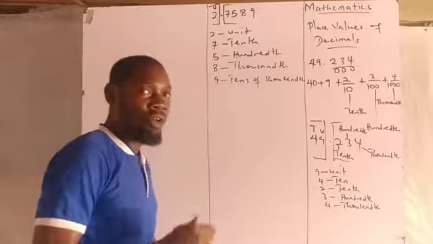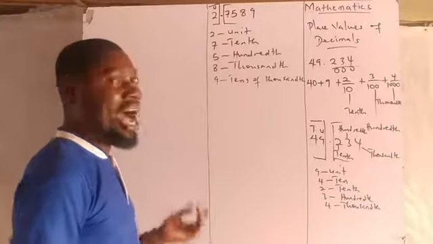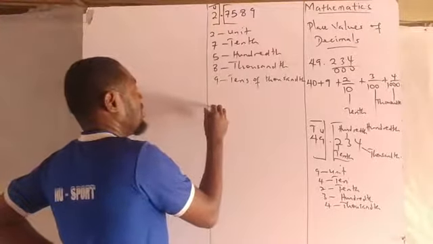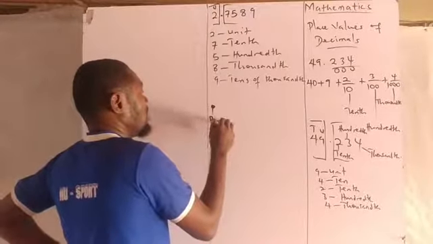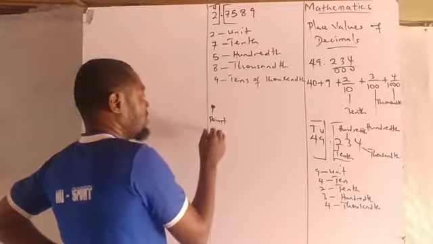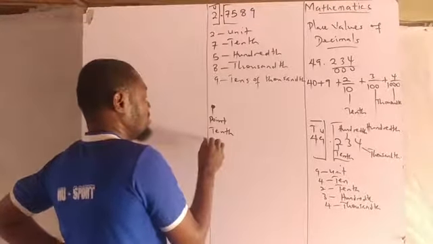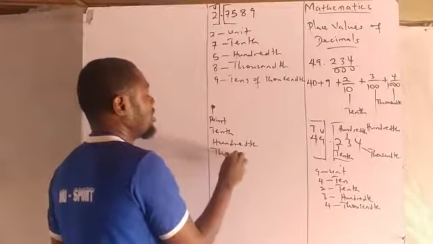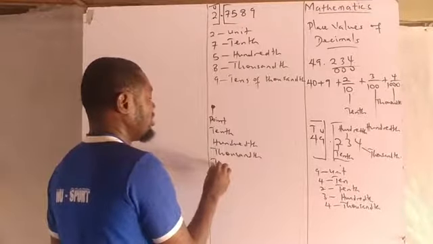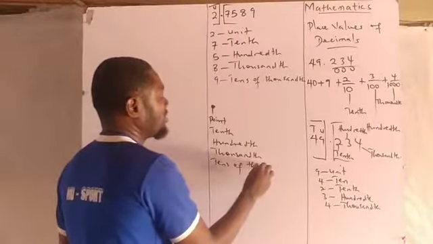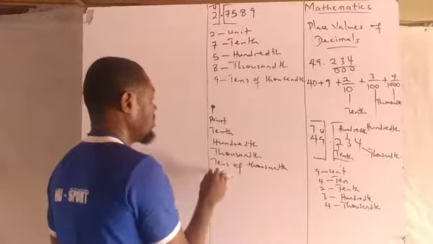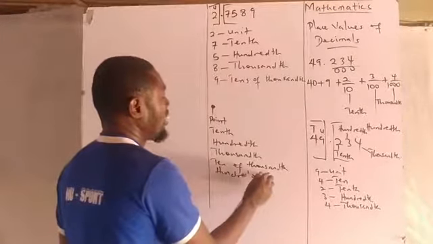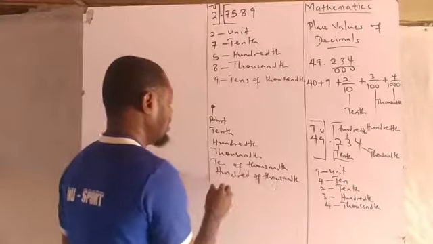Recall your place values for decimals. The whole number part remains the same, but after the point, what comes first is tenth, hundredth, thousandth, ten thousandth, hundred thousandth, and millionth.